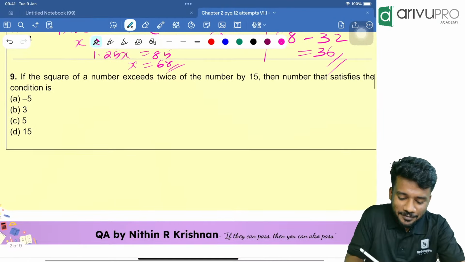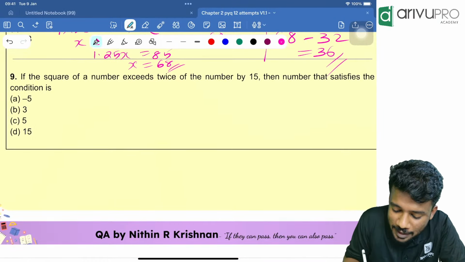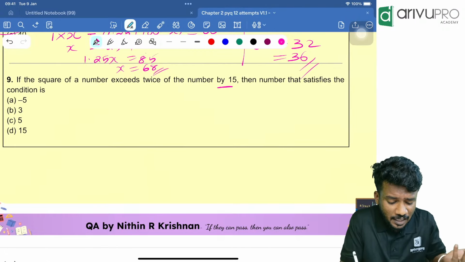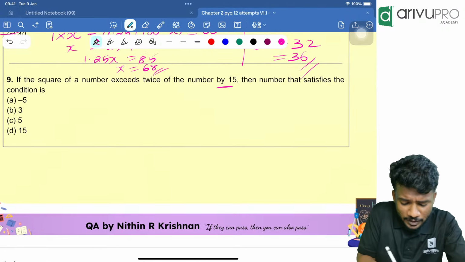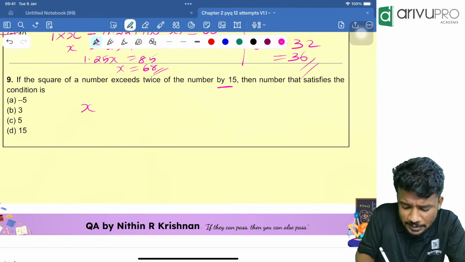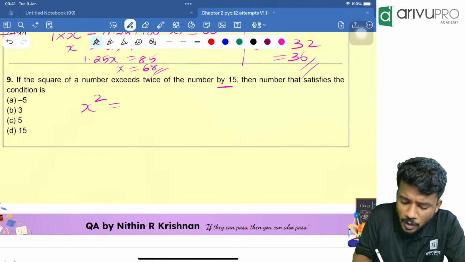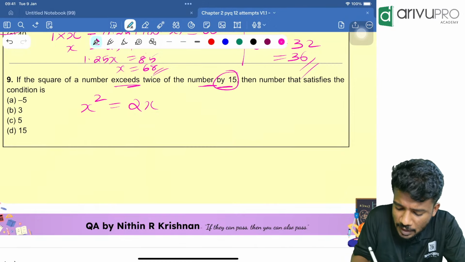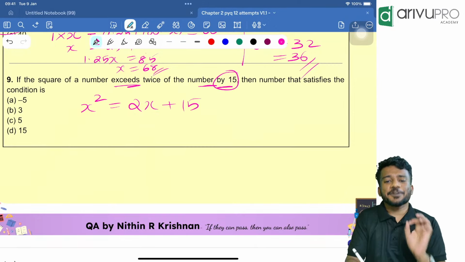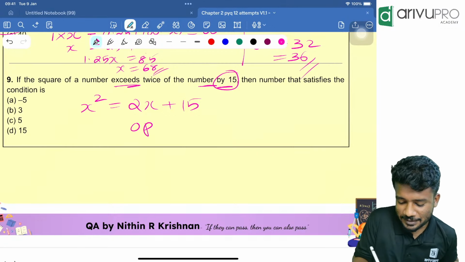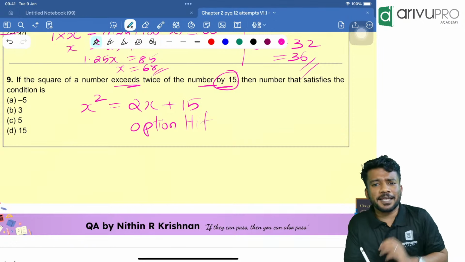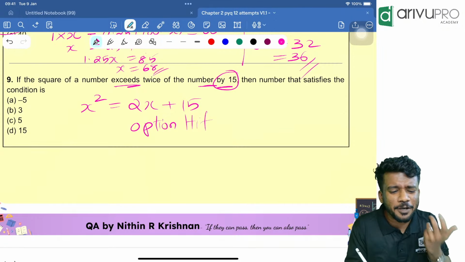If the square of a number exceeds twice the number by 15, then the number that satisfies the condition is, which one is the question? What is given? The square of a number. That means x square is equal to, exceeds twice, 2x, the number by how much? By 15. x square is equal to 2x plus 15 is the equation. Option hit, people. Give me the answer.